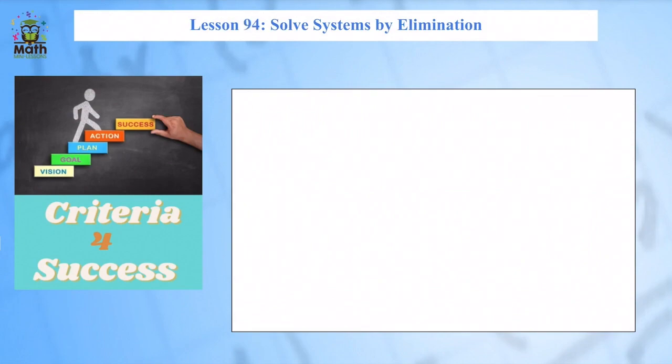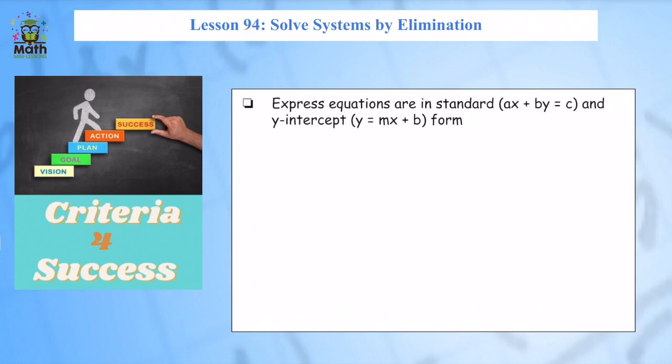Welcome to lesson 94. In this lesson, we're going to find a new strategy for solving systems of equations aside from graphing. We're going to use elimination. And that means we're going to see us do a few things.